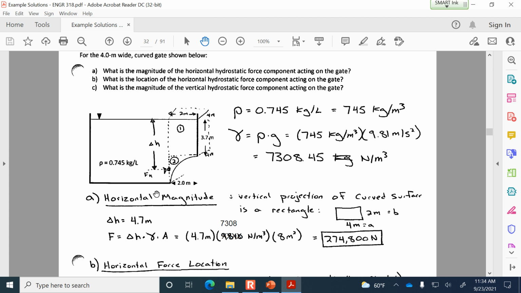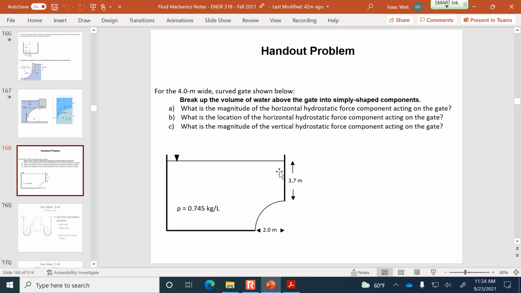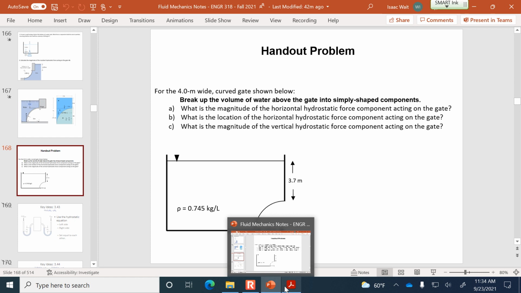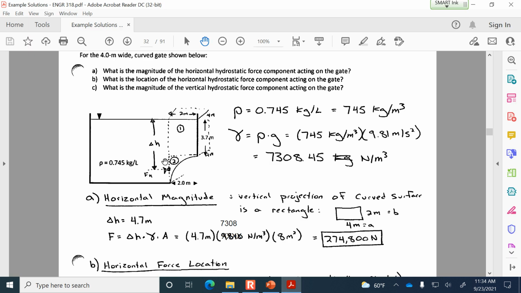All right, so the horizontal magnitude is easy because the vertical projection of a curved surface is a vertically oriented component. So it's relatively straightforward for us to find, for example, the depth to the centroid. Just by inspection, we can see that it's the distance 3.7 meters, which is the distance from the water surface down to the top edge, and then 1 more meter to get to the center of area of the projection. That's the tricky thing: we continually have to keep in mind what the projection looks like. So the delta h is 4.7 meters.